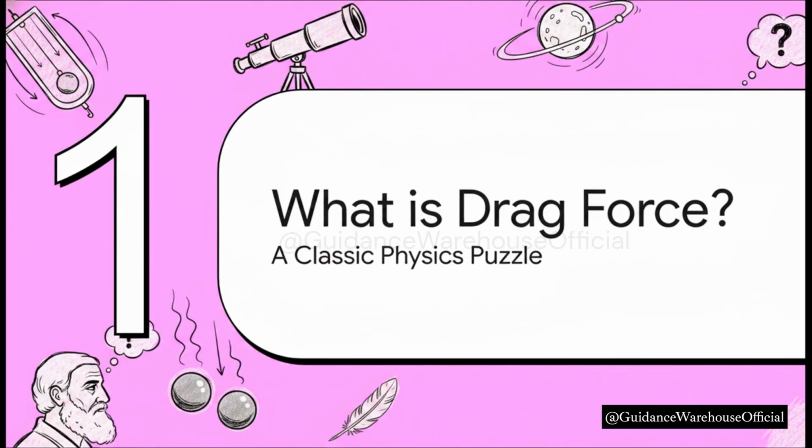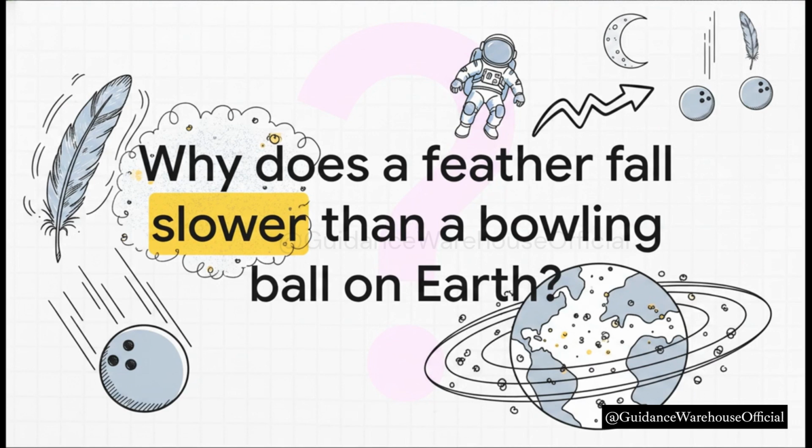So to really get a handle on drag, we have to start with a classic physics puzzle, one that goes all the way back to Galileo. It's one of those questions that seems pretty simple at first, but the answer reveals this powerful, invisible force that's always at play. I mean, think about it. If you were on the moon where there's no air, they would hit the ground at the exact same time. But here on Earth, something is obviously getting in the way of that feather.